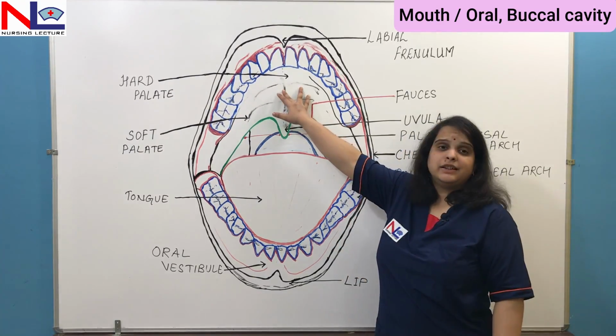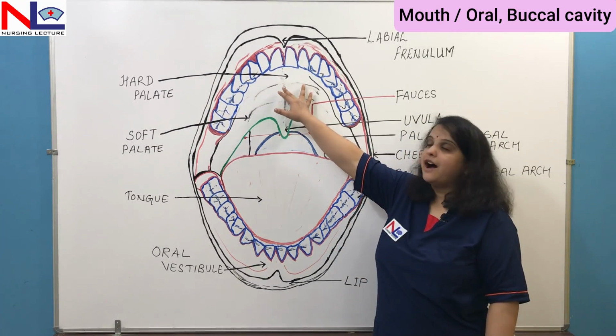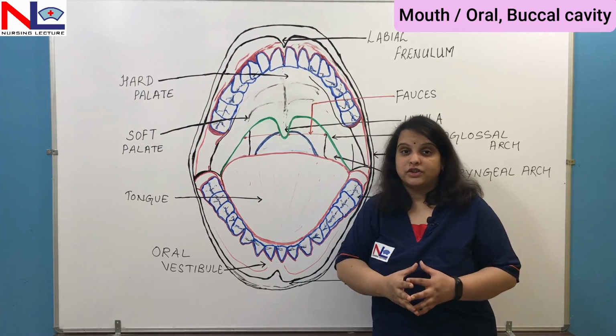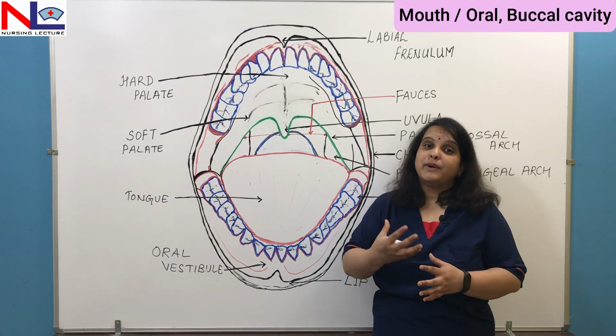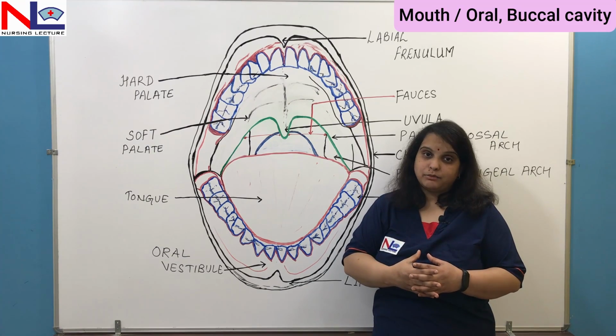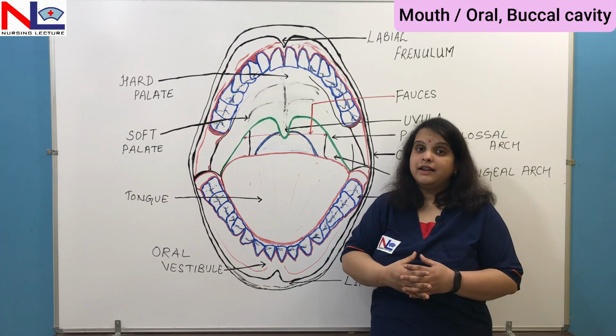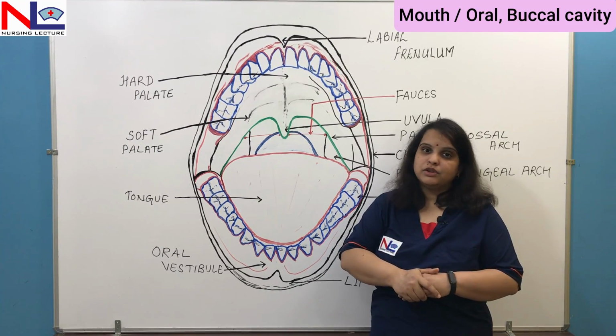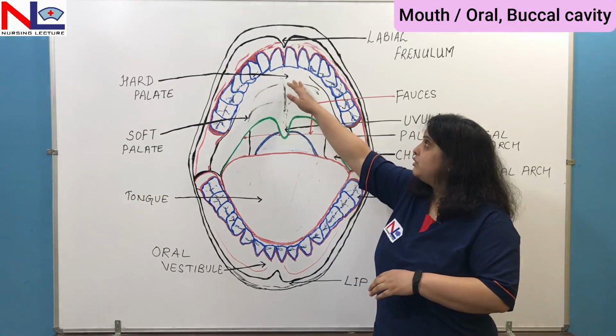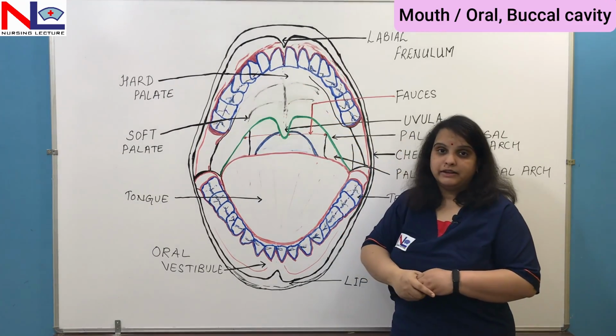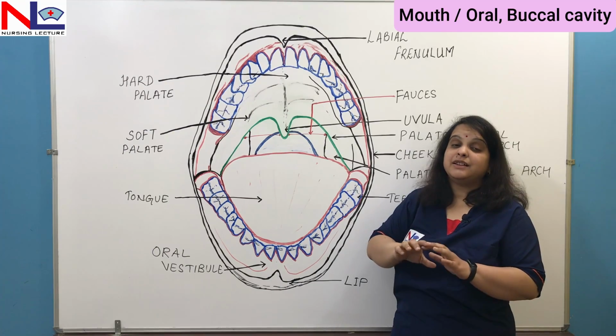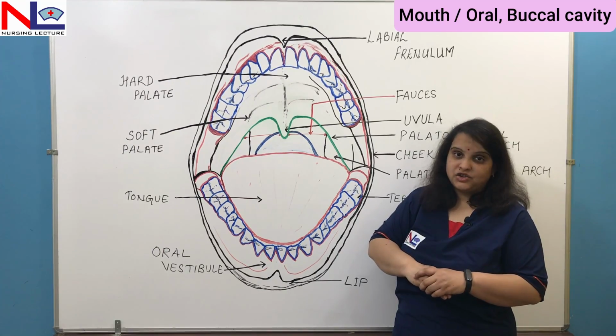In the roof of this cavity, the hard palate is formed by bony structure, that is, by the maxilla and palatine bones. That's why it is hard, and it is covered internally by mucosal membrane. Posterior to the hard palate is the soft palate, because there is no bone here. It is a muscular partition.